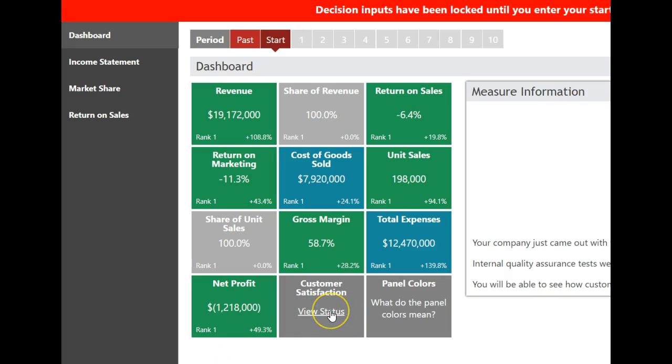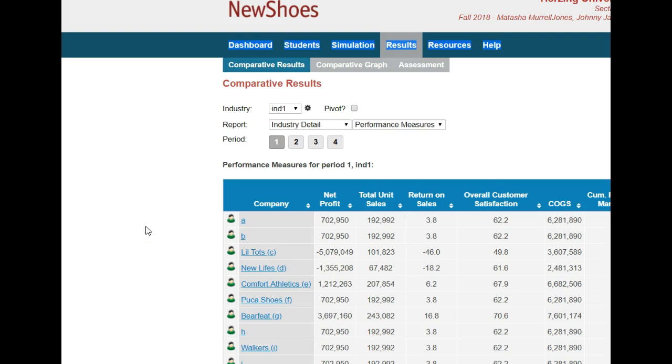So you can click on View Status to do that, and you can also go into your comparative analysis results, which I'll show you. If you're going to look at the comparative results and see how you're doing, let's pretend that I am company A. My overall customer satisfaction is not too bad. It's at 62.2, and compared to the other companies, pretty average. There's some area of improvement.